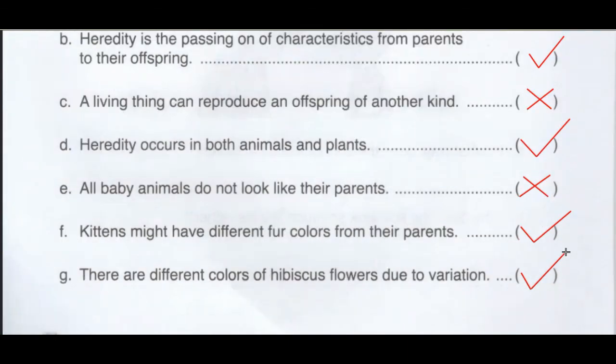All baby animals look not alike their parents. It's not true. Some baby animals do not look the same or similar to their parents, for example frogs, caterpillars and butterflies. Kittens may have different fur colors from their parents. This is correct. If, for example, the father is black and the mother is gray, the kitten becomes gray-black. There are different colors of hibiscus flowers due to variations. Yes, this is correct too.